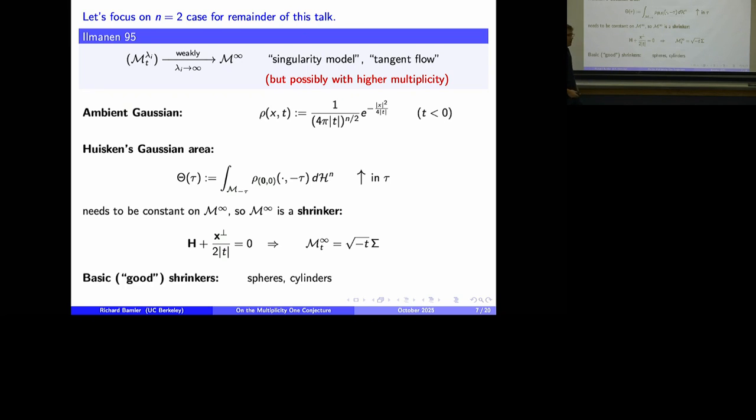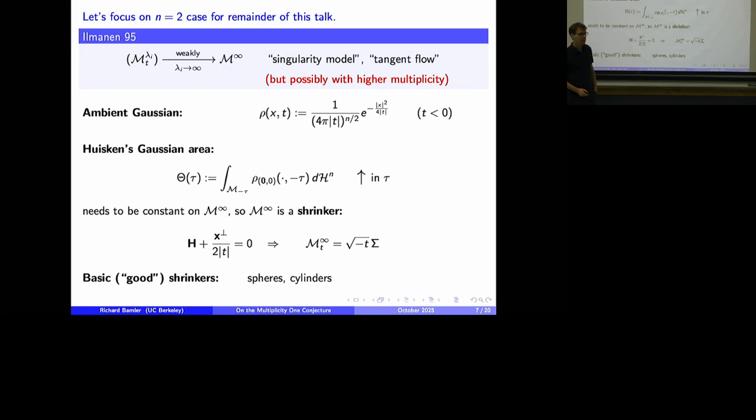Okay? So there are two examples of this type that we've already seen. These are the spheres and the cylinder. If you take a sphere, that would be a potential singularity model. In a sphere, the mean curvature vector is proportional to the position vector, and a sphere also evolves by rescaling. So we call it a shrinker. It shrinks down to a point, and that's a singularity model. And the same is true for a cylinder. The normal part of the position vector is proportional to the mean curvature, and the cylinder also evolves by rescaling.